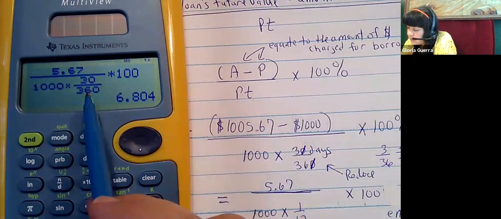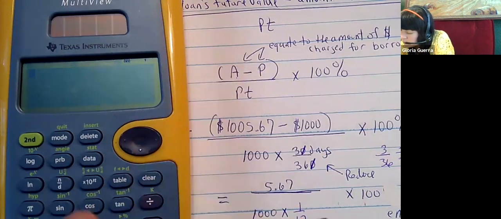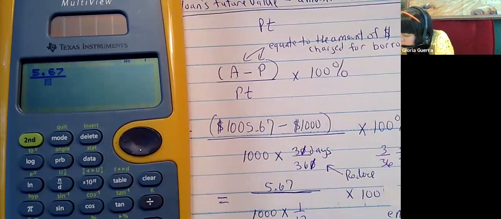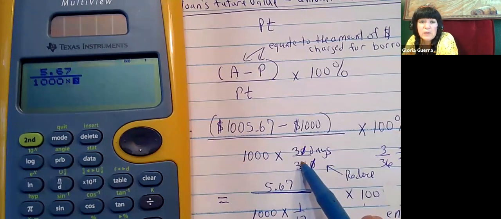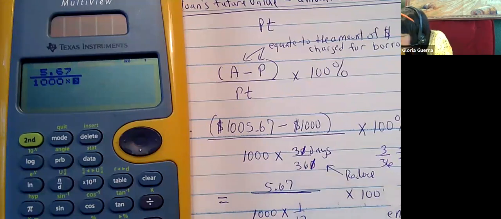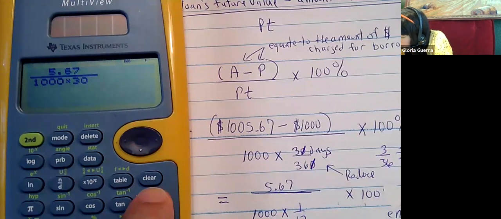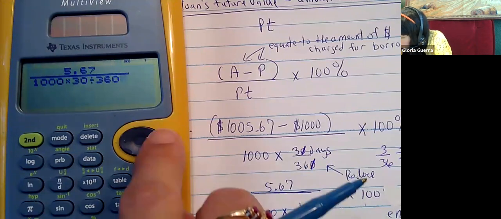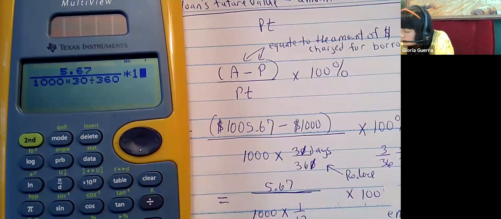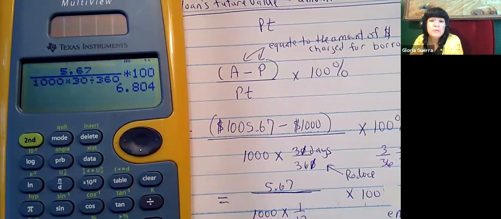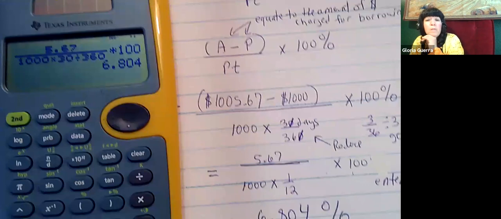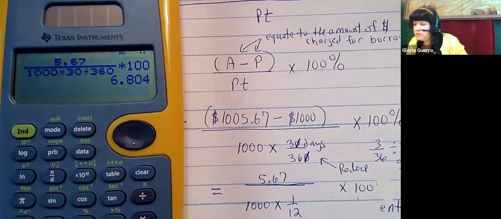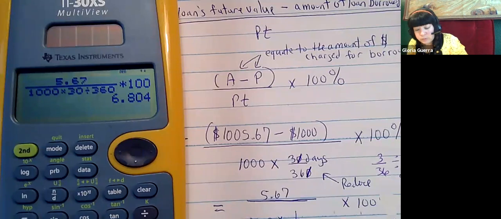If you didn't use this key here, let's start off like this, 5.67, push this down, 1,000 times. What if I just did times 30 divided by 360, and then come out here, and then do times 100. Let's see that. So we get the same thing. Okay, all right, so hope that helps for that problem.